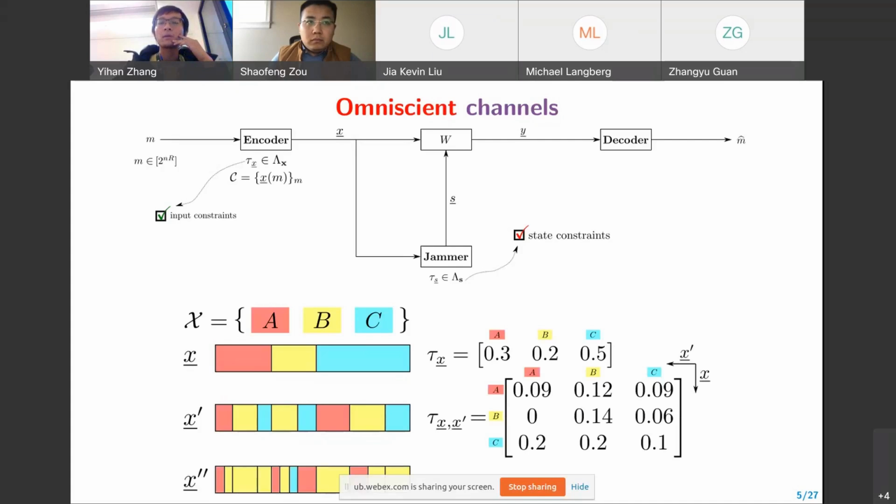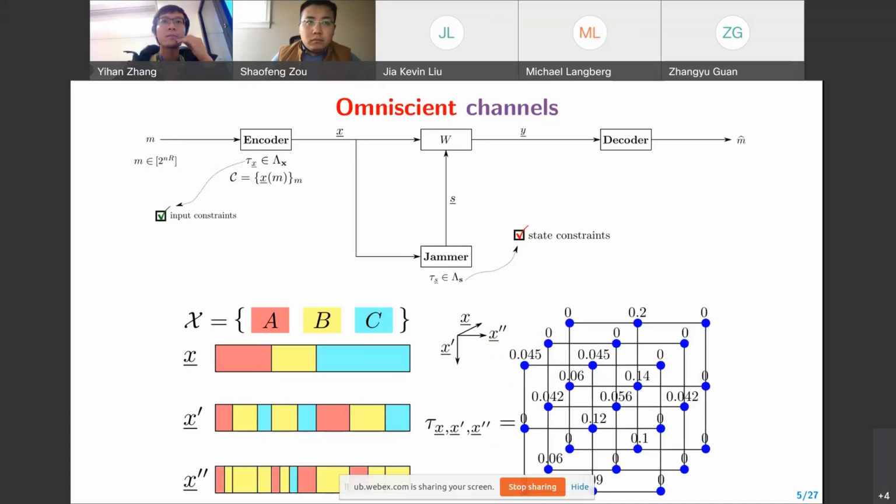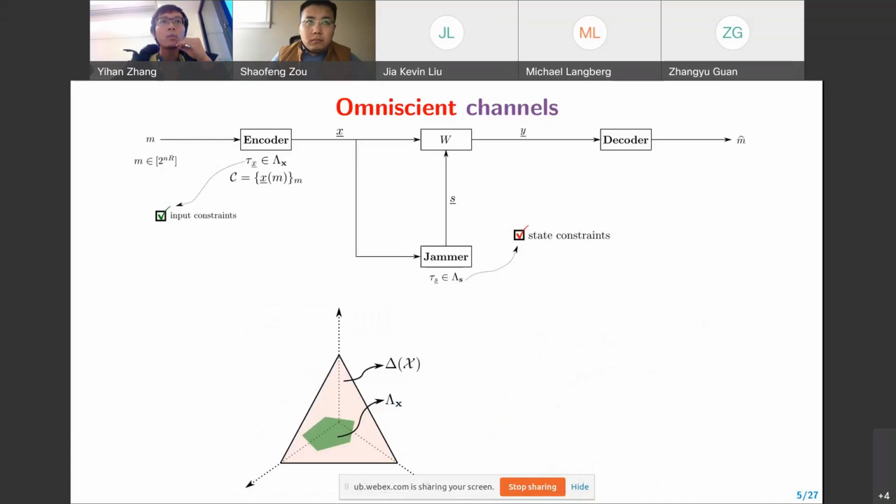And more generally, if I have multiple vectors, I get a tensor. So yeah, now back to the model. The way I impose constraints is in terms of the type. So let's say I give you a convex set of distributions over X, which is the input alphabet. And my constraint is that given this set, I want any input of the channel, which is X vector, the type of X should lie within this set.